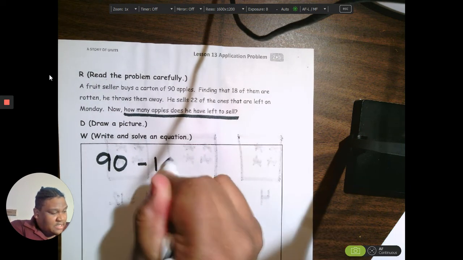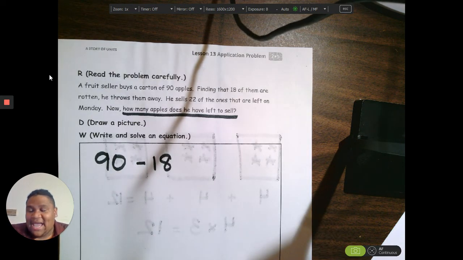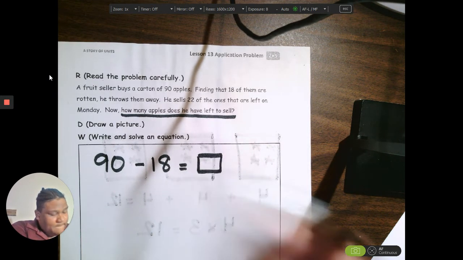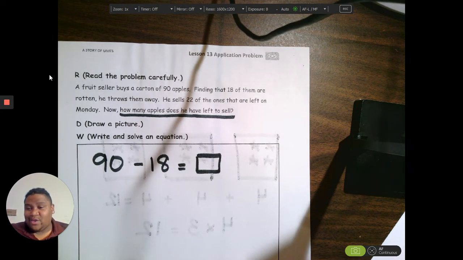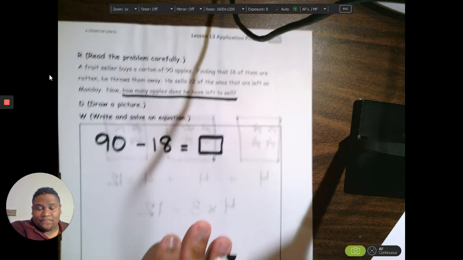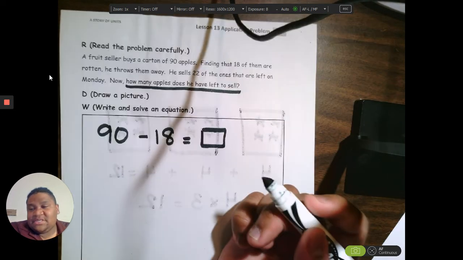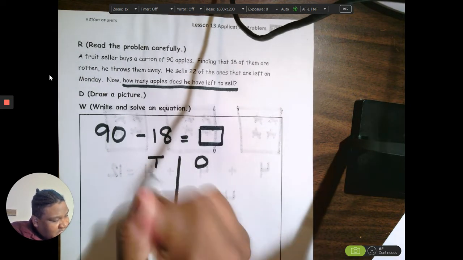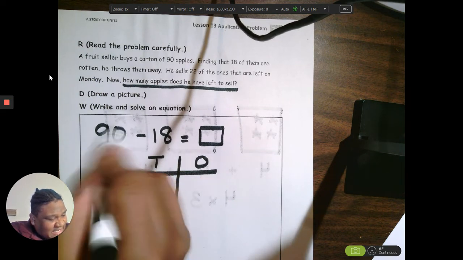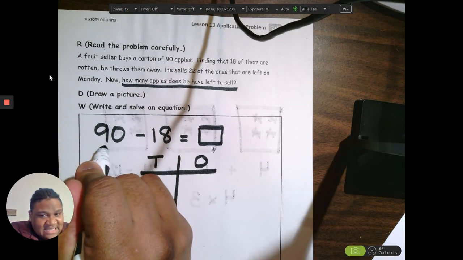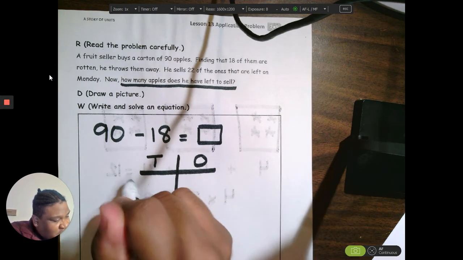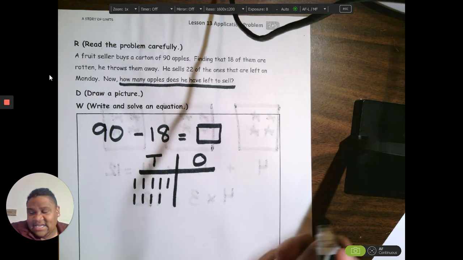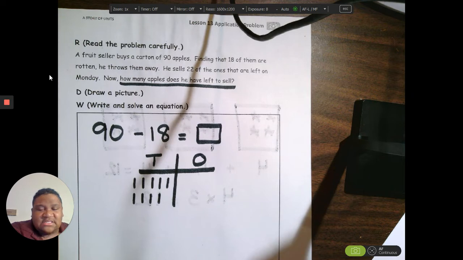So 90 subtract 18 equals what? Of course, I can use my base 10 strategy. I know that these 2-digit numbers have tens and ones in them, so I can draw my place value chart with my tens and ones. And I know that 90 is 9 tens. Does everyone see those 9 tens? So I'm going to write 1, 2, 3, 4, 5, 6, 7, 8, 9 tens. And 90 has 0 ones.